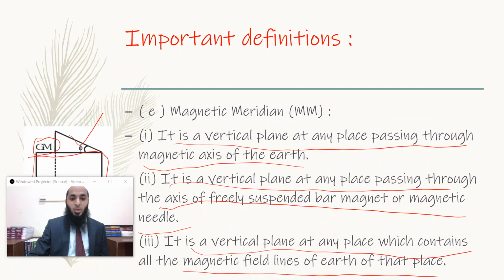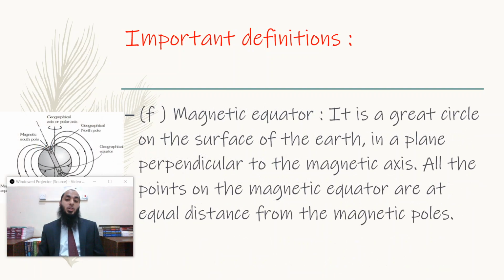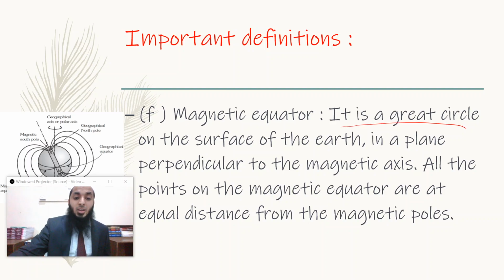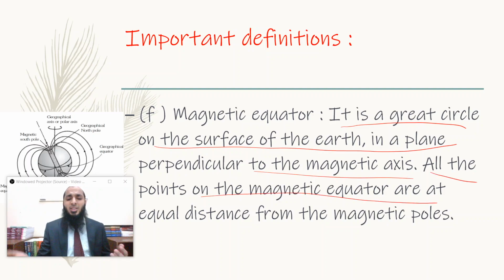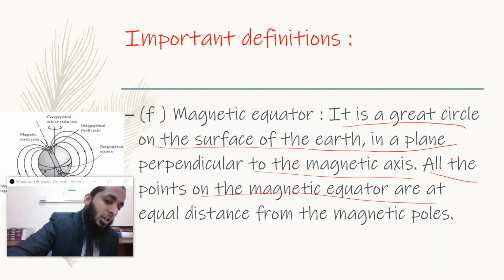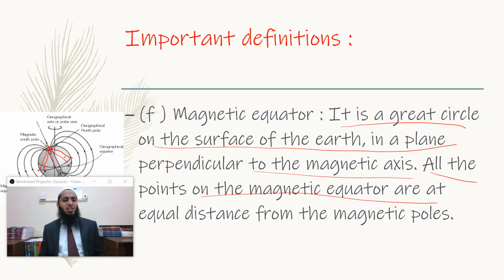Yeah, magnetic equator. Again, the magnetic equator is a very simple thing. It is a great circle on the surface of the earth in a plane perpendicular to the magnetic axis. All the points of the magnetic equator are at an equal distance from the magnetic poles. Yes, this is the magnetic pole. So all the points on the magnetic equator will be at the same distance from the magnetic poles. It's clear. Okay, so let's continue.